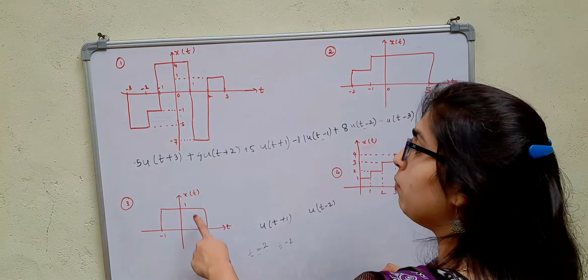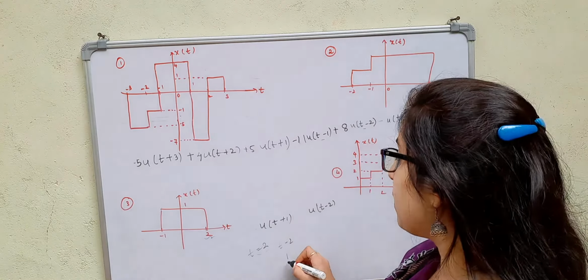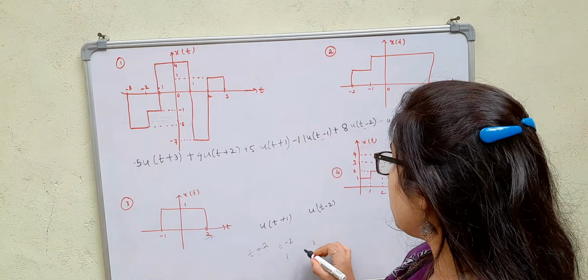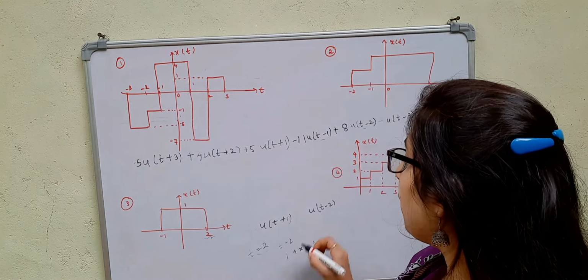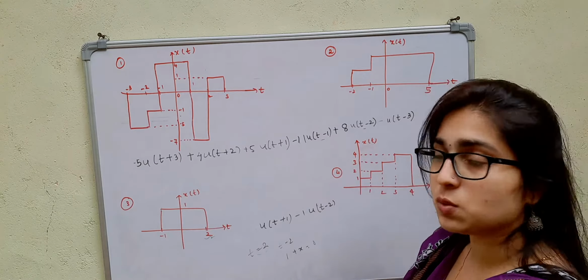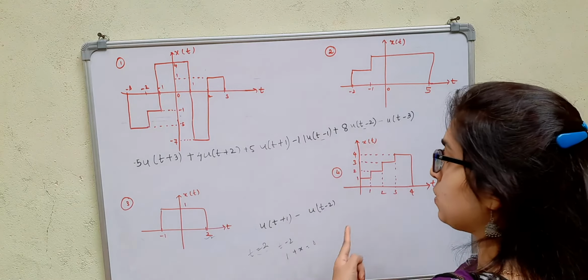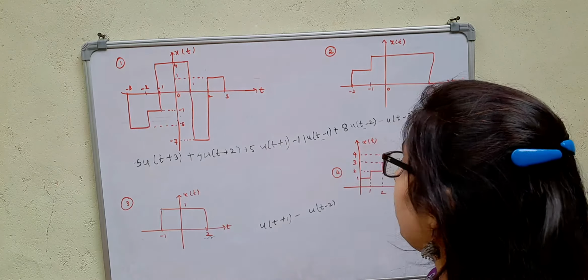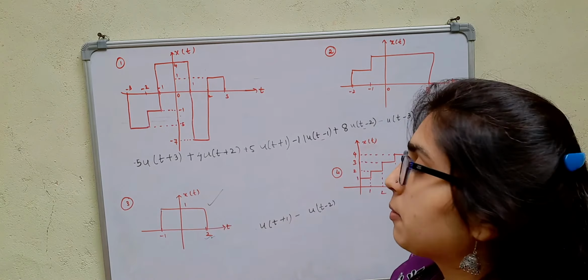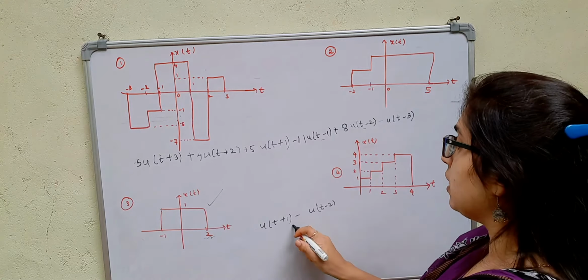It is changing from 1 to 0. So old step height is 1, new step height is 0. So x is equal to minus 1. So this will be a minus 1. So u of t plus 1 minus u of t minus 2, it will give you this. Okay, so this will be the answer.